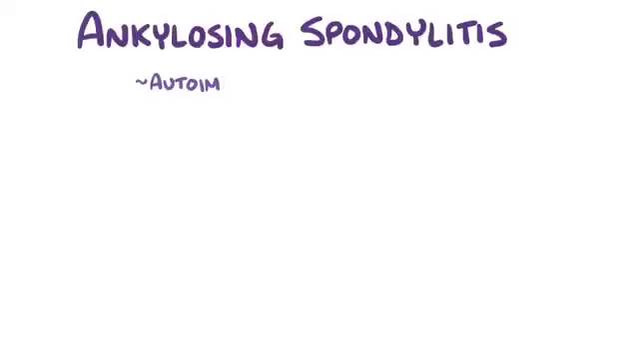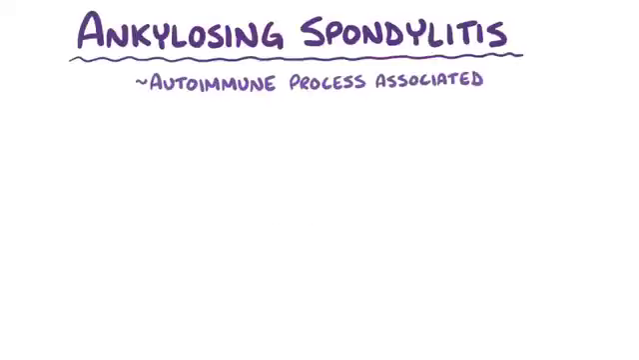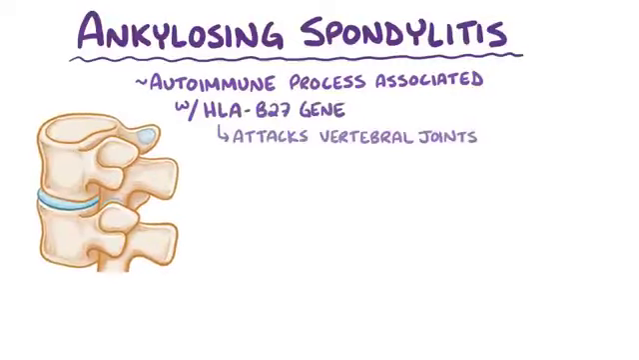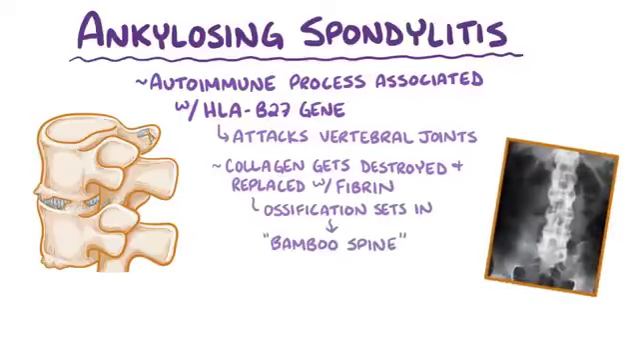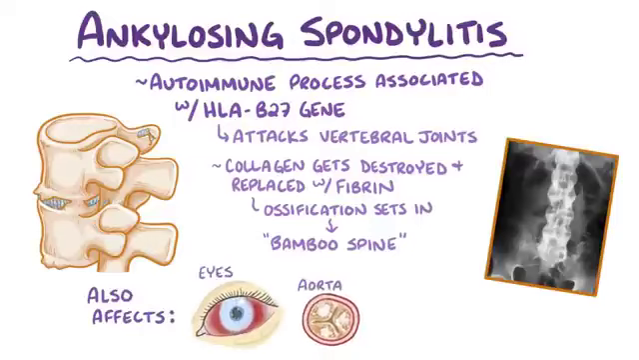Alright, as a quick recap, ankylosing spondylitis is an autoimmune process associated with the HLA-B27 gene, which attacks vertebral joints. In this process, collagen gets destroyed and replaced by fibrin, and ultimately ossification sets in, forming a bamboo spine on X-ray or CT scan. It can also affect the eyes, aorta, tendons, and lungs.